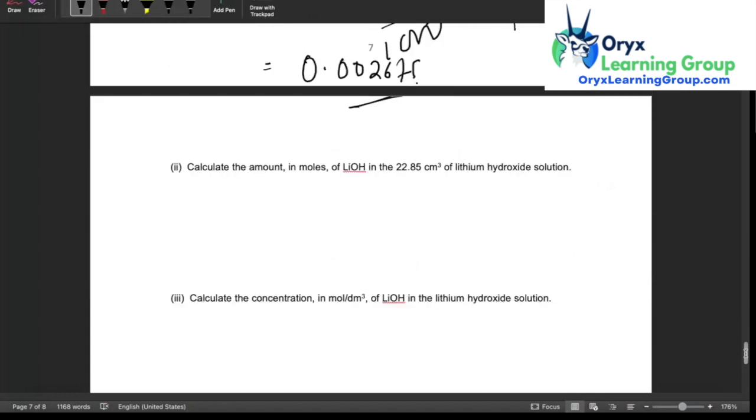I got 0.00535. Correct. Very good. That's the right answer. Okay, good. So that will be equal to 0.00535. Okay, everyone following this?